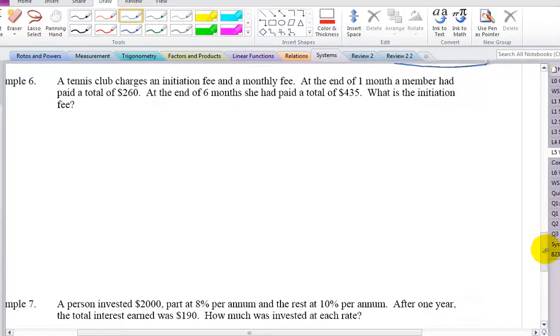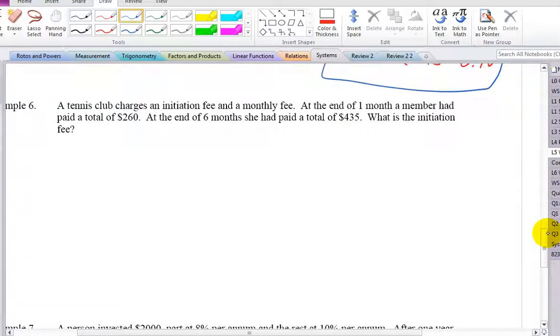Next one. This one's a little bit easier. Read it, underline the important stuff. Decide on variables. Go. Okay, so we're talking about two things, an initiation fee and a monthly fee. What letters could we use? I and M. Awesome. Okay.